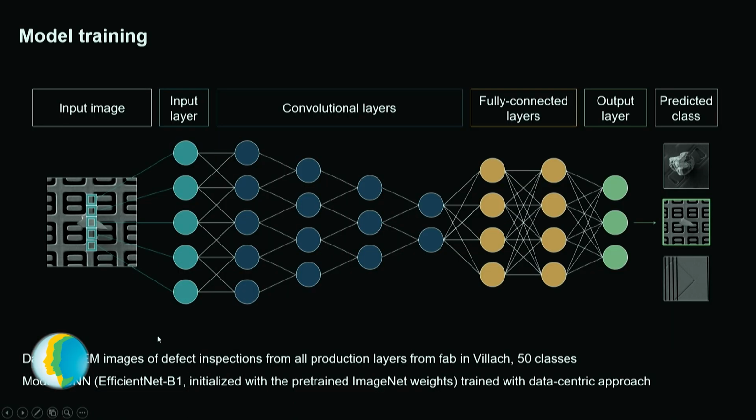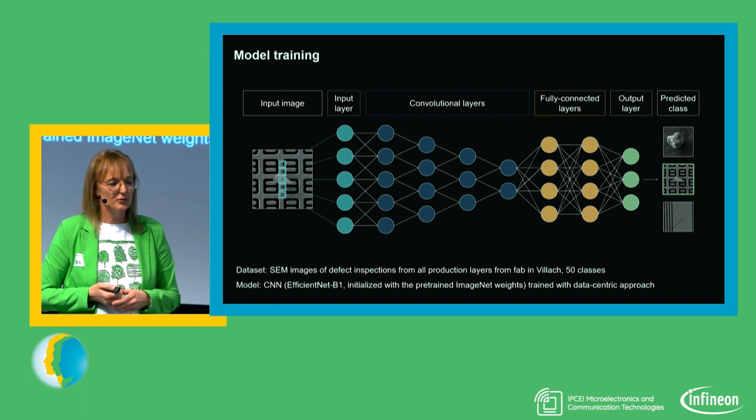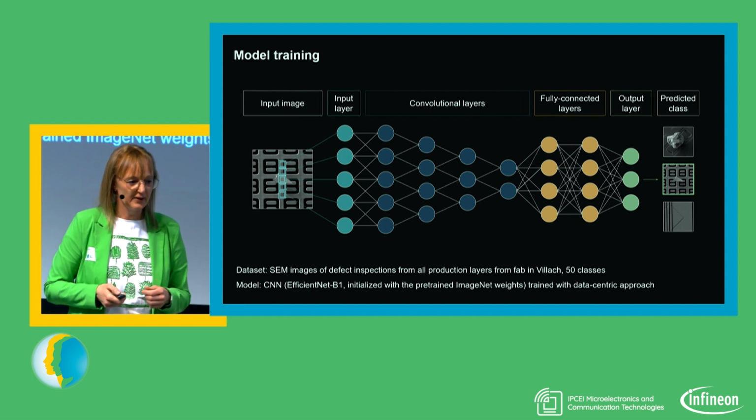And we use them here in Villach on a data set generated from scanning electron microscopes. Those are the tools which provide us these images. They are produced during inspections in the semiconductor fab from all layers and wafers we produce here in Villach. Currently we have around 50 defect classes in our data set. As already mentioned, we train CNNs, for example EfficientNets pre-trained on the ImageNet data set. And as already mentioned, we go for the data-centric approach.